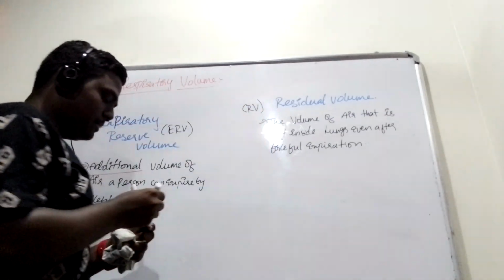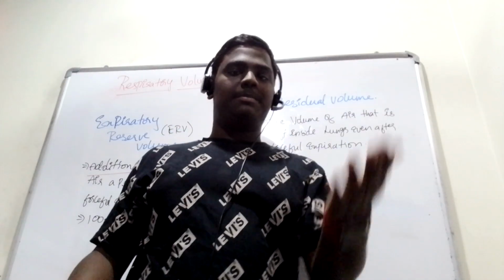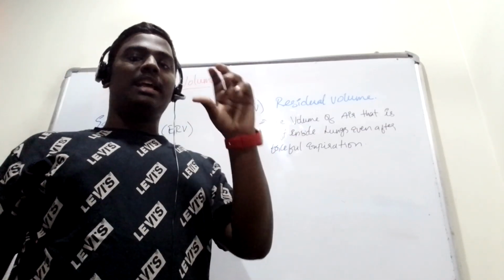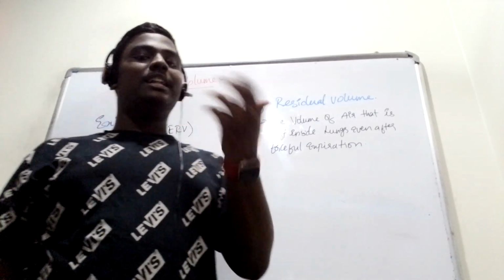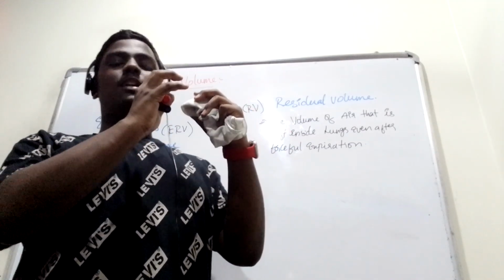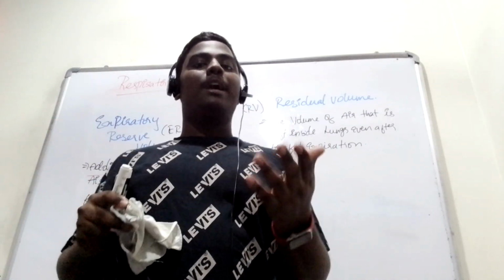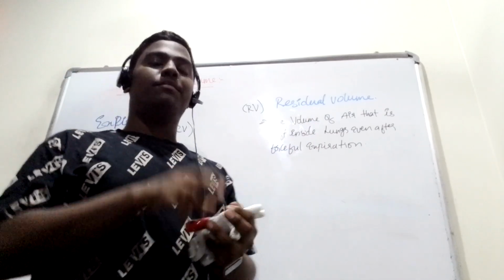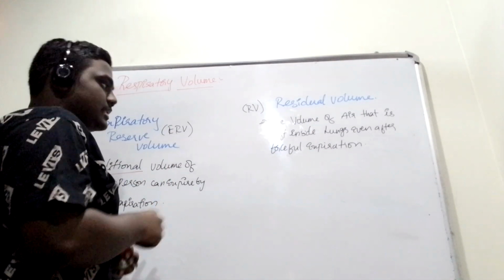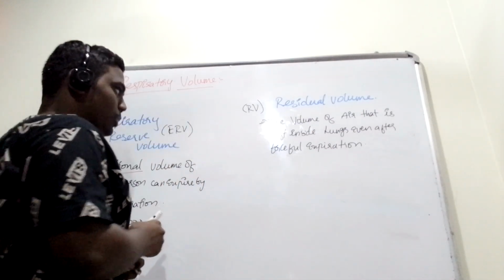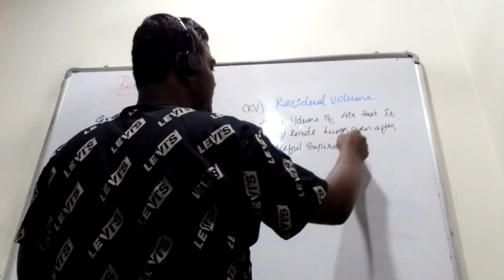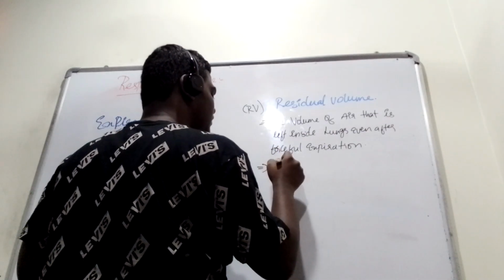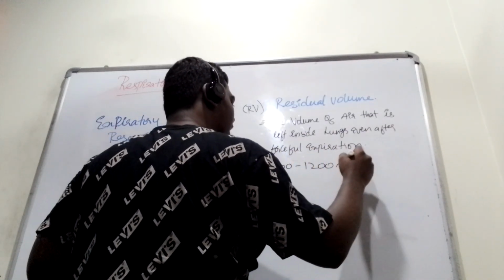Okay, residual volume. Now even after forceful expiration, after removing all the air from the lungs, some amount of air is left over in the lungs, which prevents the lungs from collapsing. Lungs are like this, correct? They are not allowed to collapse due to this residual volume. The volume of air that is still left inside the lungs even after forceful expiration is called residual volume, and this is 1100 to 1200 ml on an average.